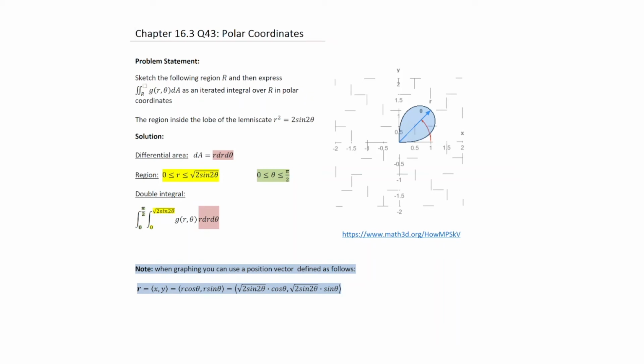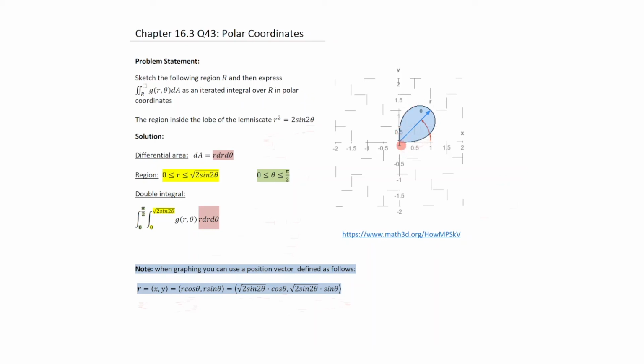So we need to graph that. I made a note at the bottom. If you wanted to graph this, you can create a position vector of x and y. Because we're dealing with polar coordinates, that would be r cos theta, r sine theta, and r is already defined. If you take the square root, r becomes the square root of 2 sine 2 theta. If you were to graph this as a function of theta over the full range of theta, then you'd be sketching out this region that you see here.